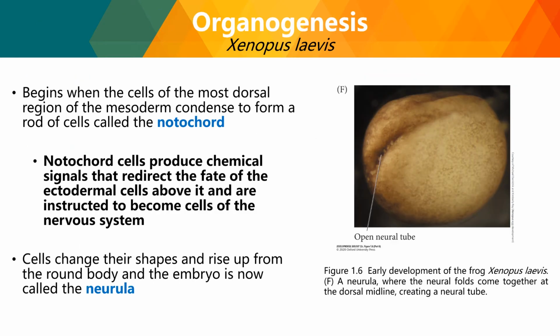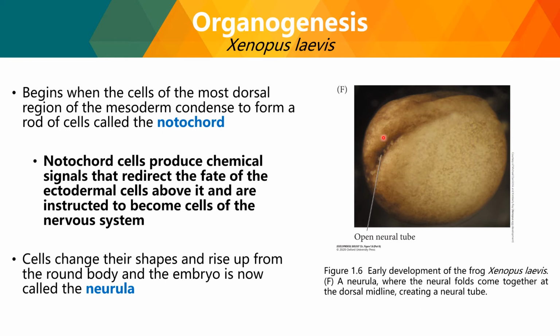Next, for the organogenesis, it begins when the cells of the most dorsal region of the mesoderm condense to form a rod of cells called the notochord. So the notochord cells produce chemical signals that redirect the fate of the ectodermal cells above it, and are instructed to become cells of the nervous system. So cells change their shapes and rise up from the round body, and the embryo is now called a neurula.